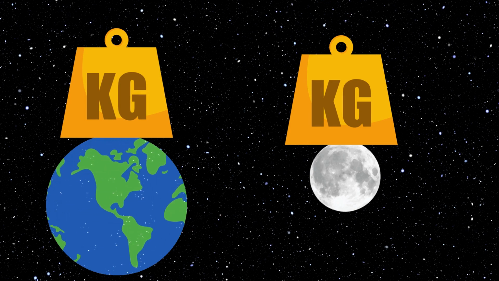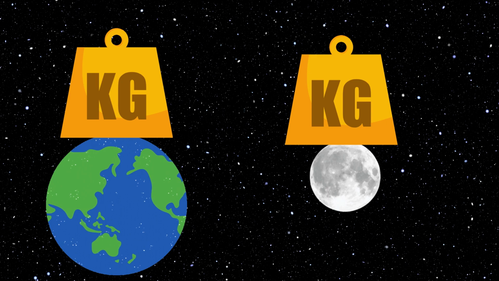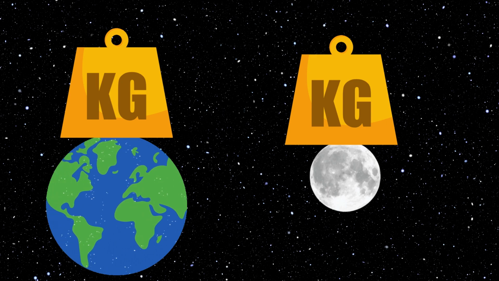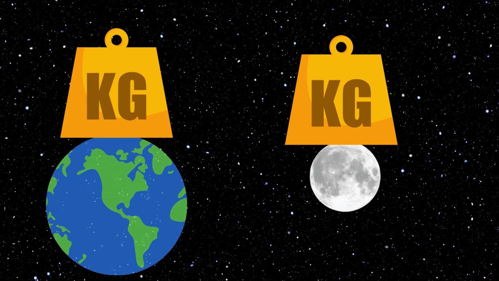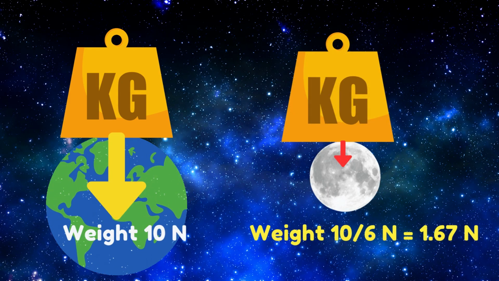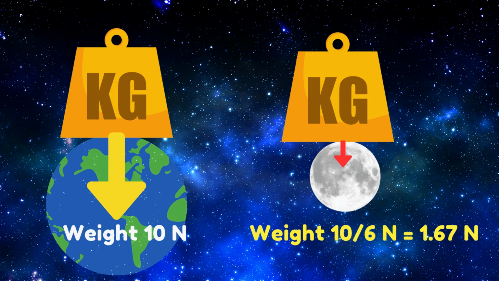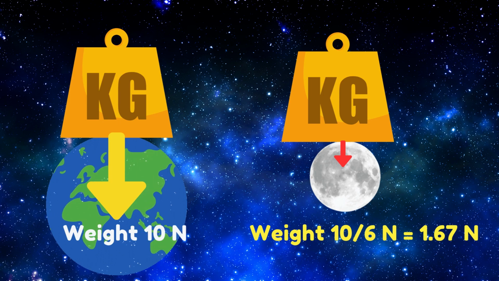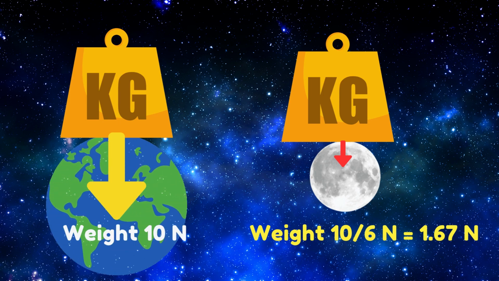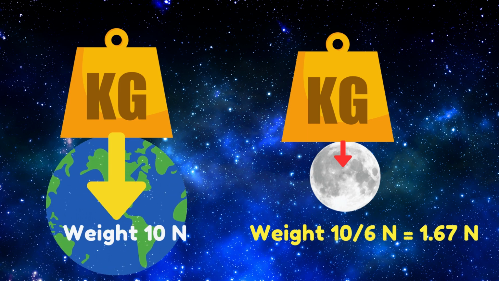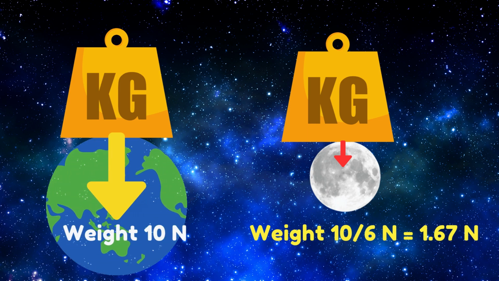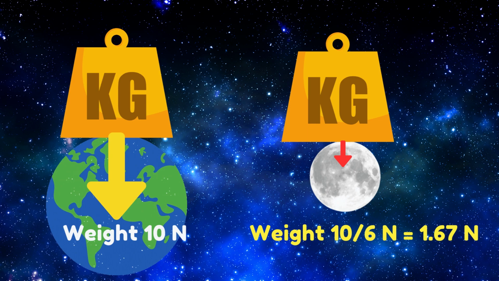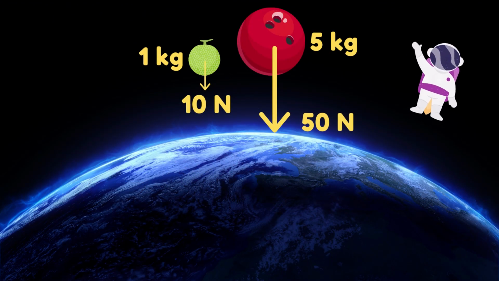Mass stays the same irrespective of your location. For example, an object of mass 1 kilogram on Earth has the same mass on the moon, since it still has the same amount of stuff in it. However, weight depends on how much gravity force acts on the object in a given location. Therefore, an object of weight 10 newtons on Earth will weigh 10 divided by 6 newtons, which is about 1.67 newtons on the moon, since the moon's gravity force is 1/6 that of the Earth.